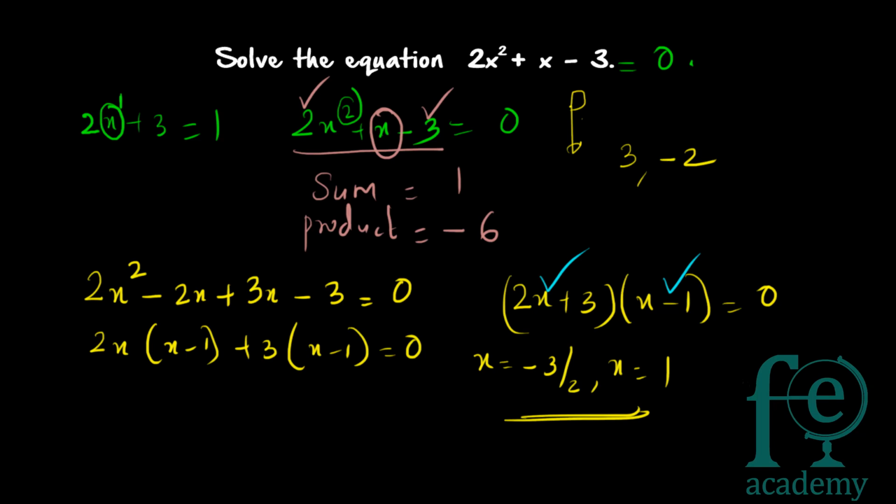X minus 1 also should be equal to 0. So 2x plus 3 is equal to 0 will be giving you x is equal to minus 3 by 2, and x minus 1 is equal to 0 will be giving you x is equal to 1. So for these kind of questions, you have to find out two numbers such that their sum is equal to the coefficient of x and their product is equal to the product of the constant and the coefficient of x square. So as you do more and more problems, this becomes clear to you.